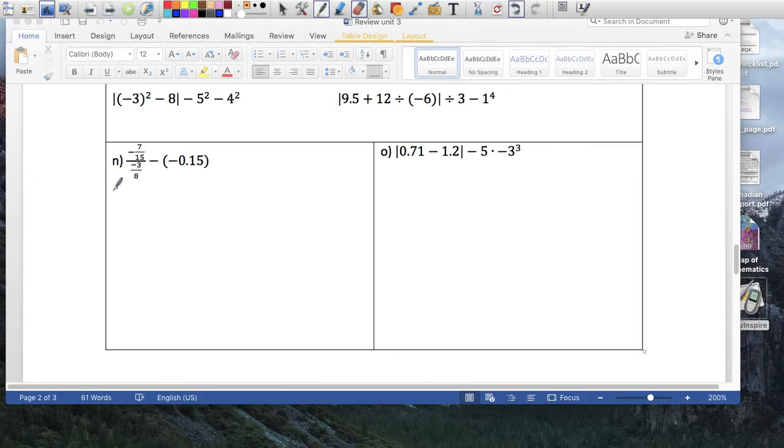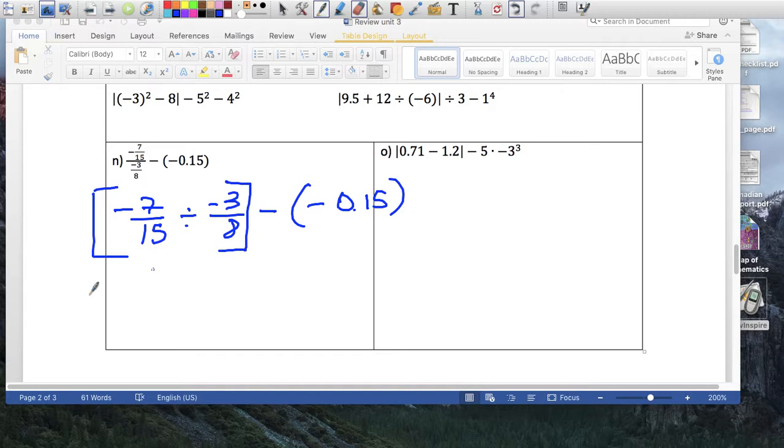And one last one, and let's change this. So it's negative 7 over 15 divided by negative 3 over 8, minus 0.415. Now this one, although I mentioned before that you might want to protect the numerator right here, because we have to find that and then subtract by negative 0.15, which I'm going to erase, and I'm going to write 15 over 100, so that we're one step ahead.